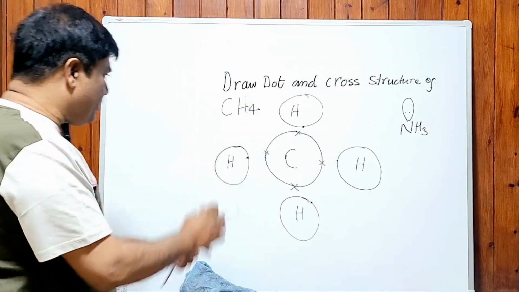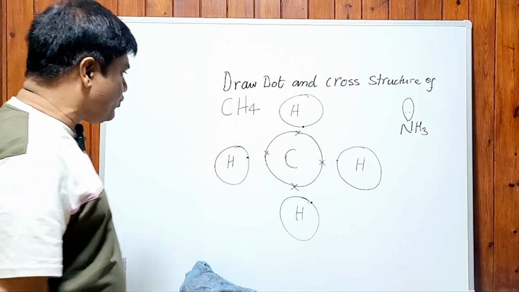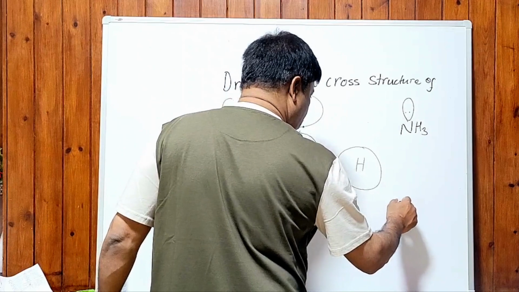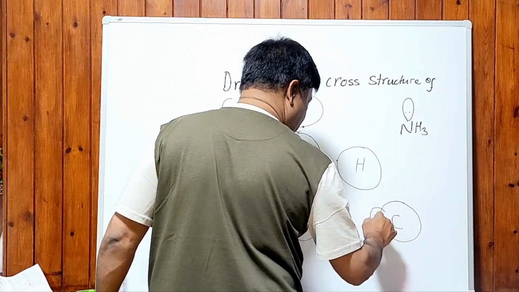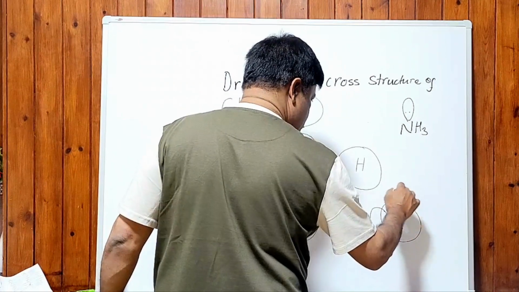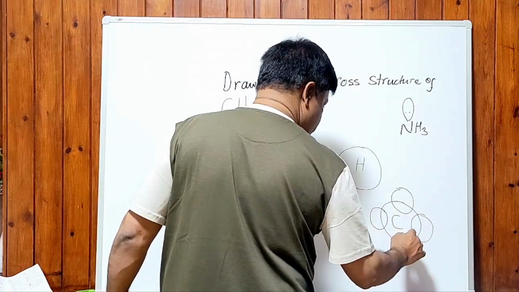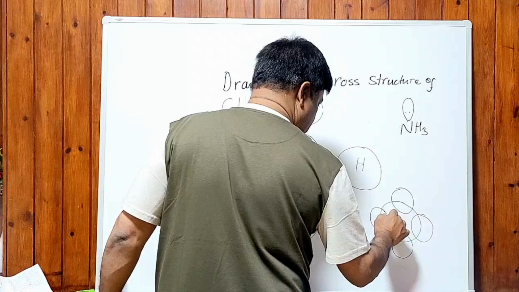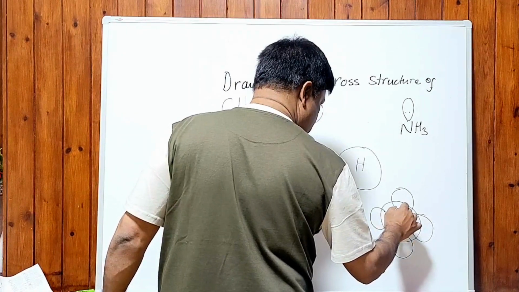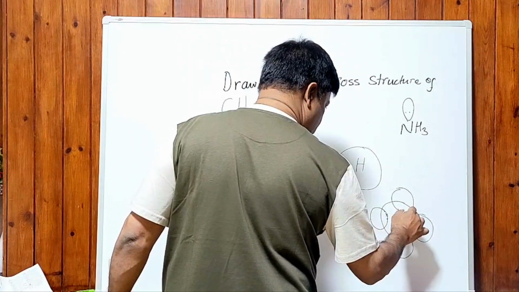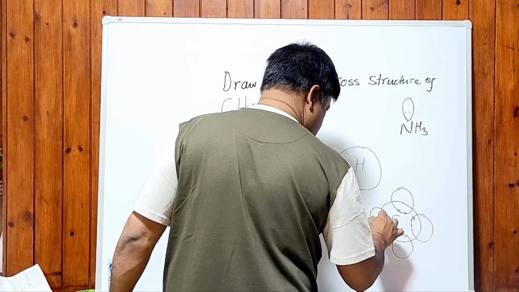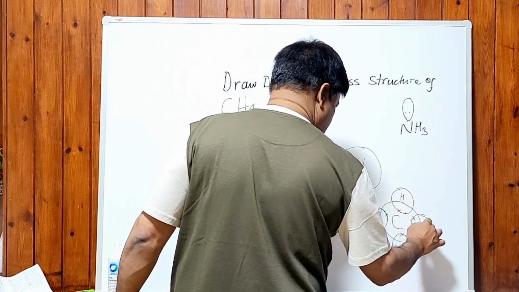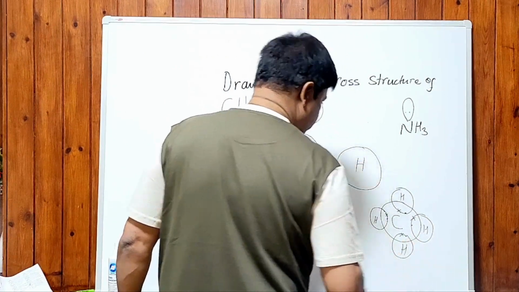So all these atomic orbitals overlap to form molecular orbitals and form 4 covalent bonds. 1 hydrogen, 2 hydrogen, 3 hydrogen, 4 hydrogen, each with a dot and a cross: hydrogen, hydrogen, hydrogen, hydrogen.